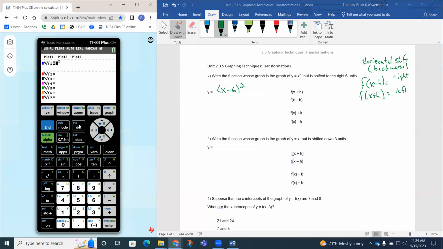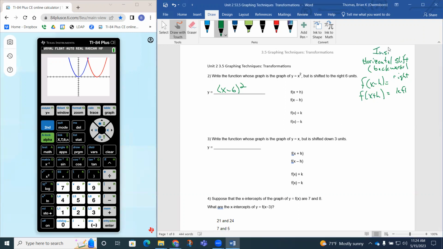So if I go y equals and graph that one as well, and this is going to be in red, x minus 6 squared, if I graph that, notice that the graph did move to the right. So inside, again, notice how I'm inside the function. I'm replacing x with something that's considered inside. Inside is what we call horizontal shifts, which you have to also think backwards. So this is what we call inside thinking.